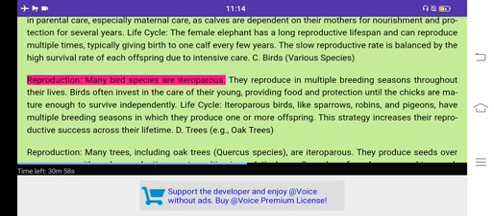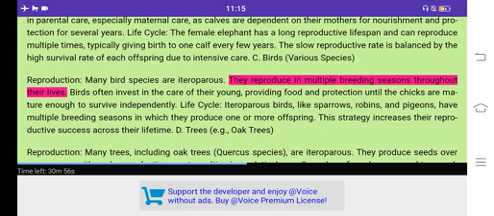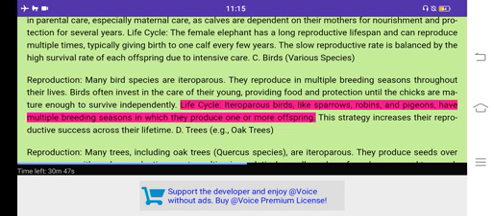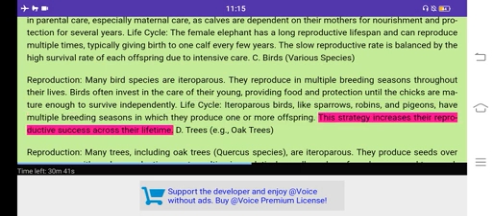C. Birds. Various species. Reproduction. Many bird species are iteroparous. They reproduce in multiple breeding seasons throughout their lives. Birds often invest in the care of their young, providing food and protection until the chicks are mature enough to survive independently. Life cycle. Iteroparous birds, like sparrows, robins, and pigeons, have multiple breeding seasons in which they produce one or more offspring. This strategy increases their reproductive success across their lifetime.